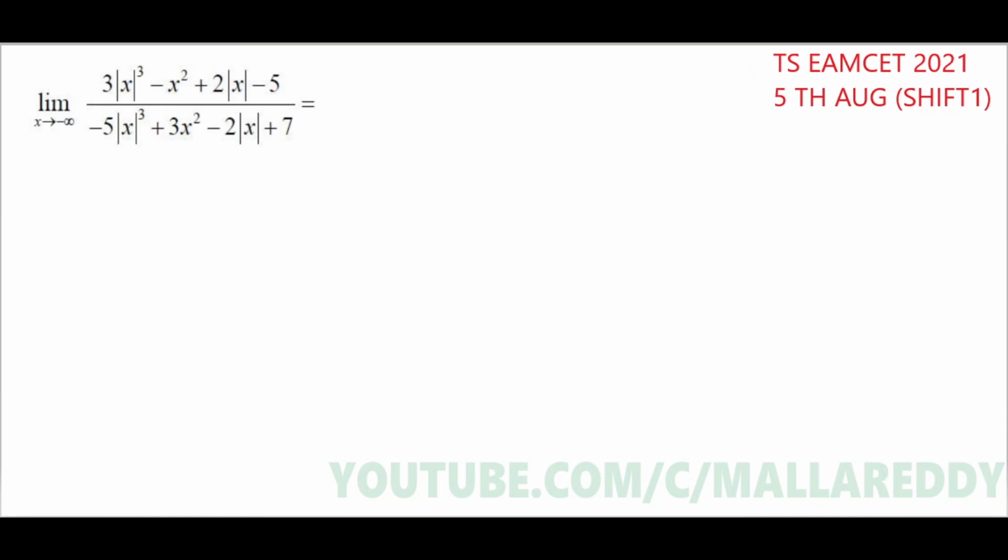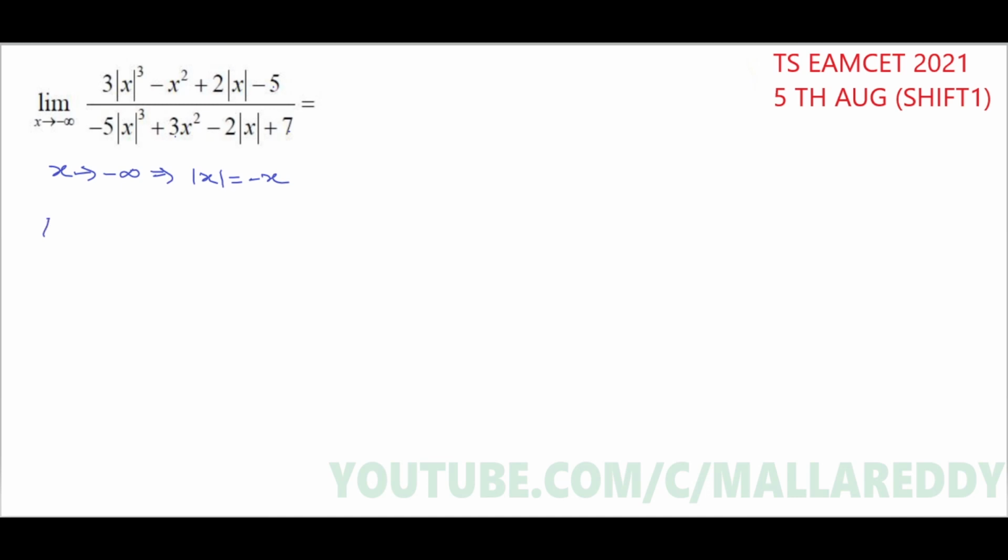Limit x tends to minus infinity of (3 into mod x cube minus x square plus 2 mod x minus 5) by (minus 5 mod x cube plus 3x square minus 2 mod x plus 7). Here it is given that x tends to minus infinity. That means mod x is equal to minus x. For negative values, mod x is minus x.